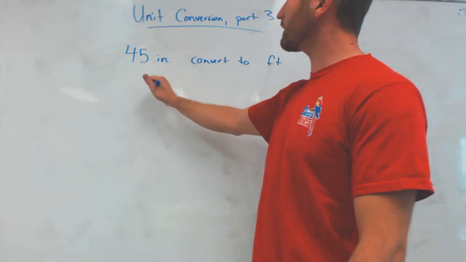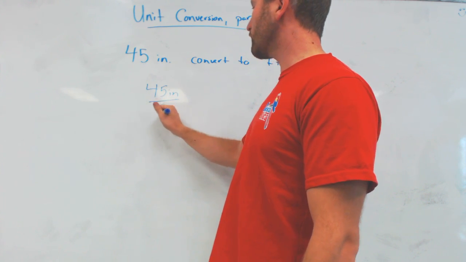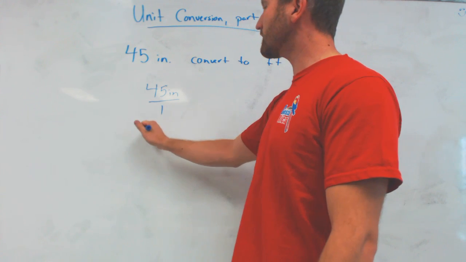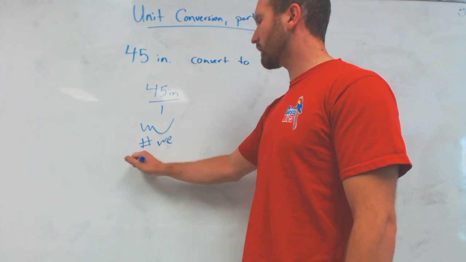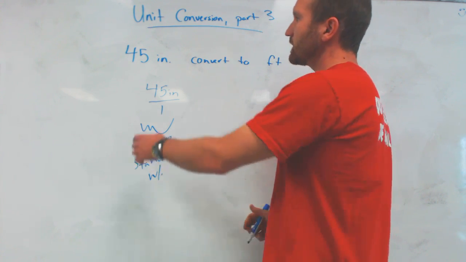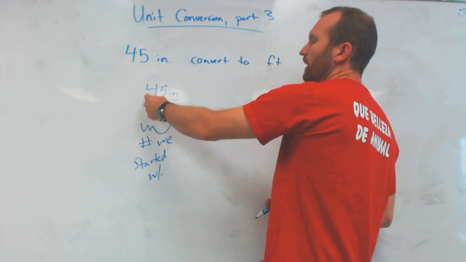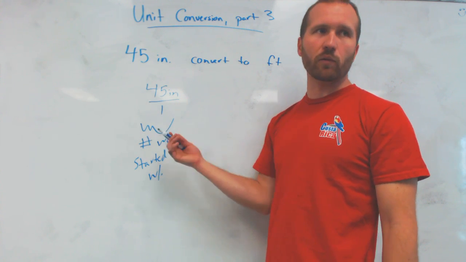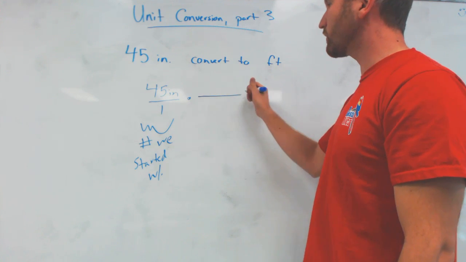So I set it up like this. 45 inches. A lot of you like to write the over 1 just to remind us we're going to be using fractions. This is the number that we started with, right? It's just simply the number in the problem, 45 inches. But I write it as a fraction. 45 inches is 45 inches over 1. Same thing. Now I multiply it times the conversion factor.